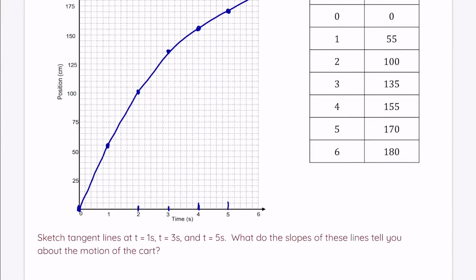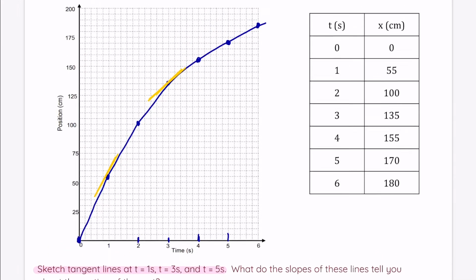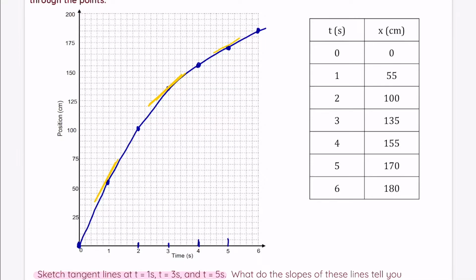All right, and so next our directions tell us that we're going to sketch tangent lines at 1 second, 3 seconds, and 5 seconds. And so we're going to take a look at what that is going to look like. So at 1 second, remember a tangent line touches the point exactly at one point, except I'm not very good at making these tangent lines. Okay, and so here is our other tangent line. And then at 5 seconds, this makes a tangent line like this.